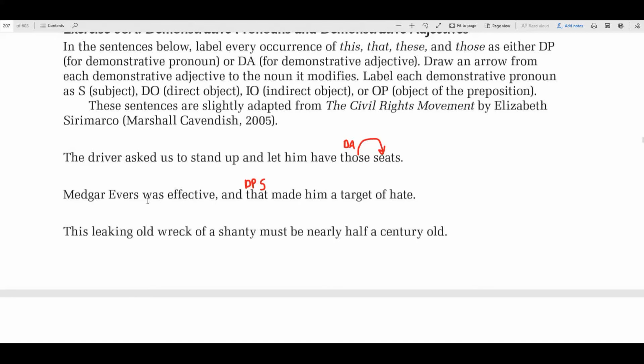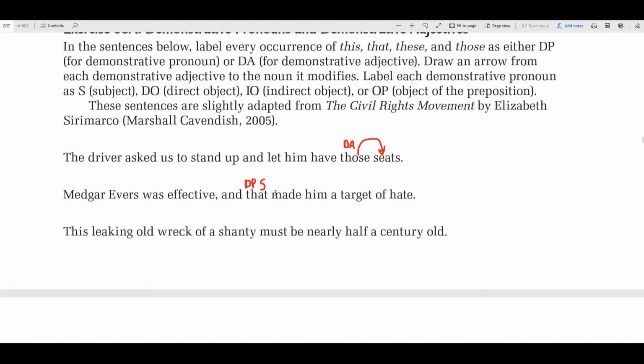Okay, so this is not answering which one. There's nothing in here about which one. What this is doing, so "Medgar Evers was effective, and that made him a target of hate." If we were speaking it to someone, we'd probably put a lot of emphasis on that because it's replacing this. Medgar Evers was effective, which of course was effective is the verb, but Medgar Evers is the subject, but it's replacing that.